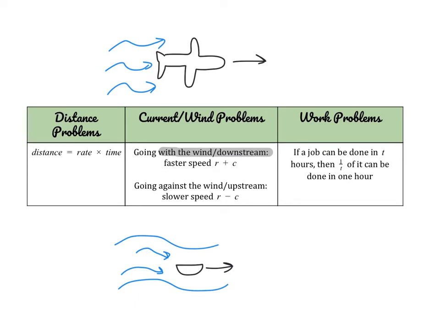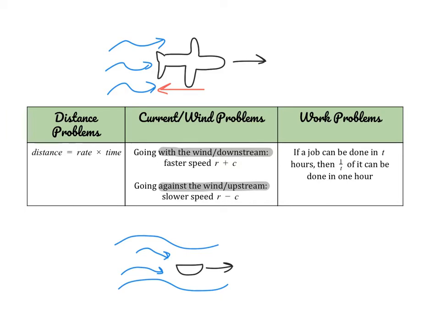Now, if you're going against the wind or upstream, here it's important to understand that you're actually going slower. So imagine the same airplane, but now you're going the other direction. So let's say this airplane is facing the other way and you're going against the wind. So if you're traveling to the left and the wind's going to the right, it's kind of pushing you backwards. So your overall speed is going to be the speed of the plane minus the speed of the wind.